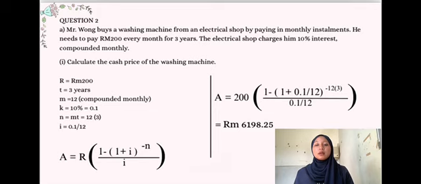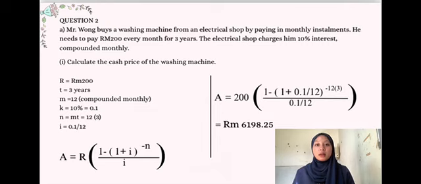For question 2, calculate the total interest charge. For total interest charge, we need to use the formula I = R × n - A, and enter the items into the formula. (200 × 36) - 6,198.25, and the answer is RM1,001.25.